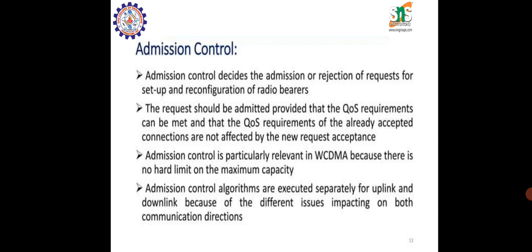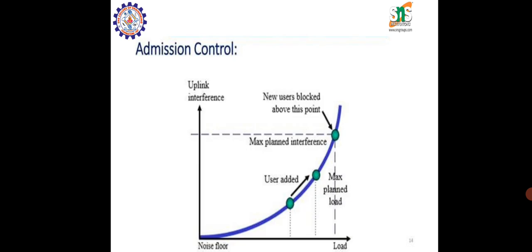Here the admission control is only partially relevant to WCDMA because there is no hard limit on maximum capacity. The admission control algorithms are executed separately for uplink and downlink because of different issues impacting each communication direction. This diagram represents a clear view of admission control between the load and uplink interference, and the green dots represent the maximum planned interference, beyond which a new user is blocked.